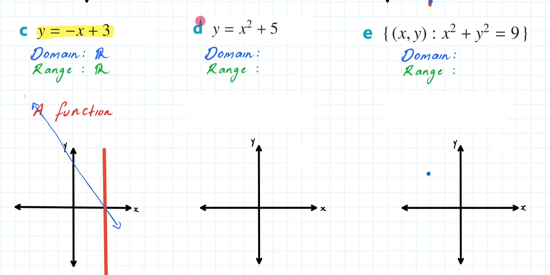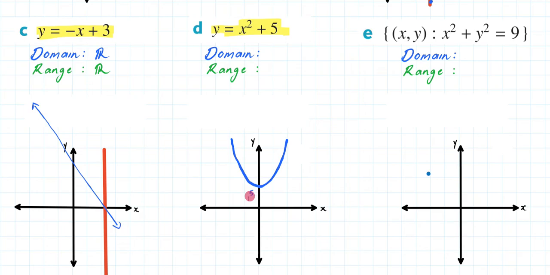Next, I'm going to figure out D, which is y equals x squared plus 5. So this is simply y equals x squared, which is just a parabola here. And if it's plus 5, that means it's just going to be shifted up 5 spaces. So let's pretend that's 5 here. We don't have to draw it, I'm just drawing it to make it a bit clearer. So that would be 5 here.